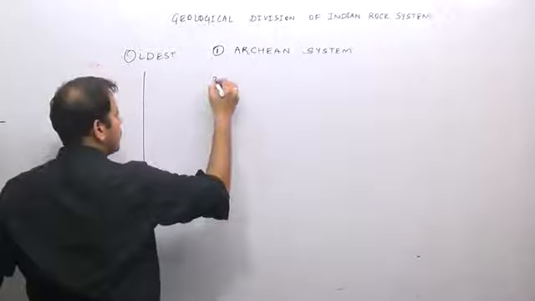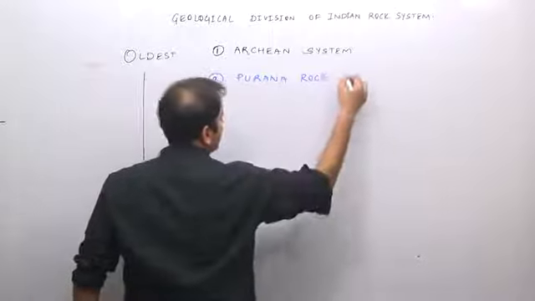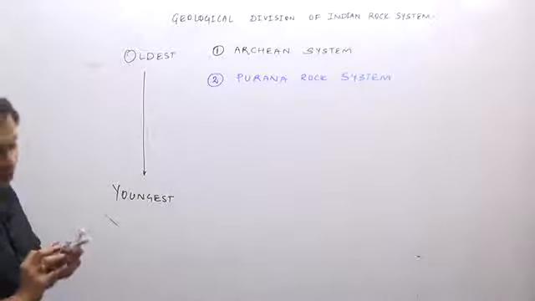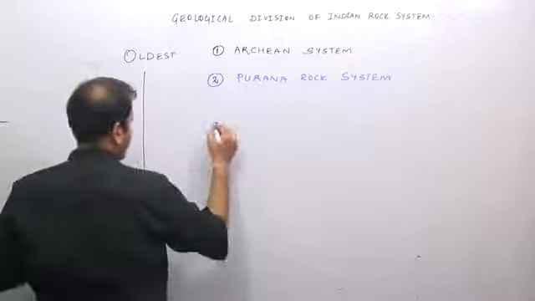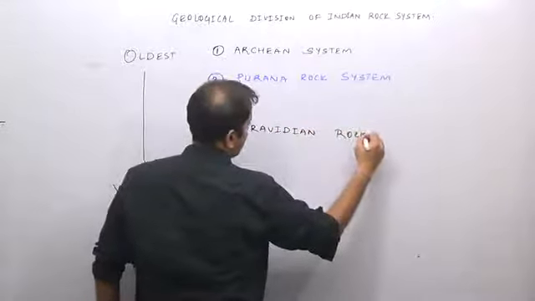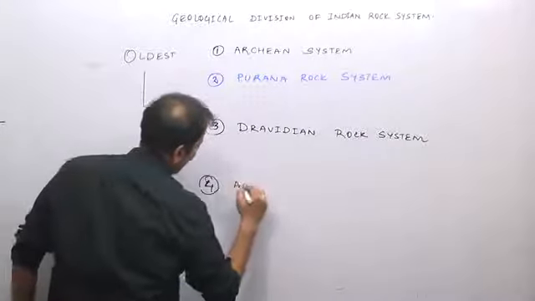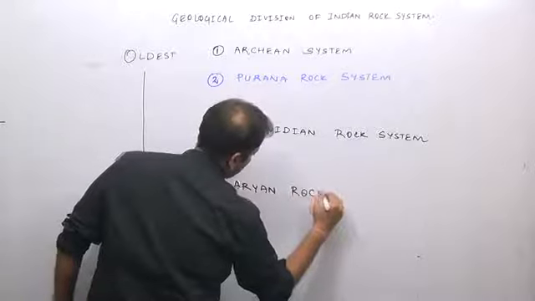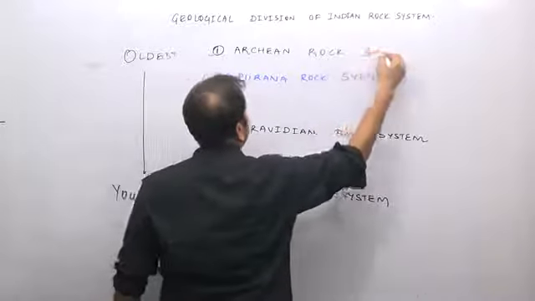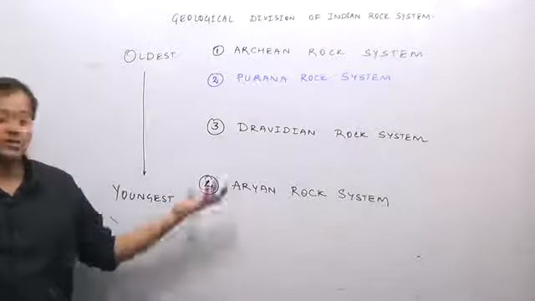After the Archean rock system came the Purana rock system. After the Purana rock system came the Dravidian rock system. And the last one, the youngest rock system in India, was the Aryan rock system. So the oldest rock in India was the Archean rock system, then the Purana rock system, then the Dravidian rock system, and then the Aryan rock system.